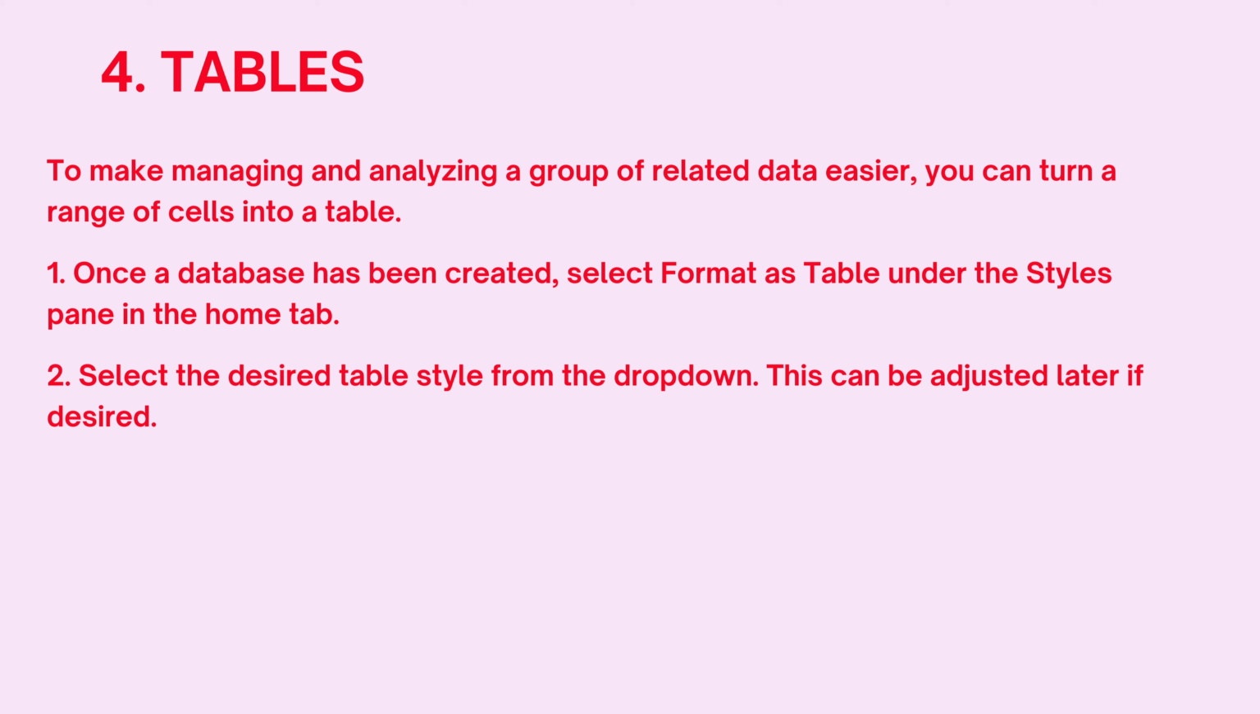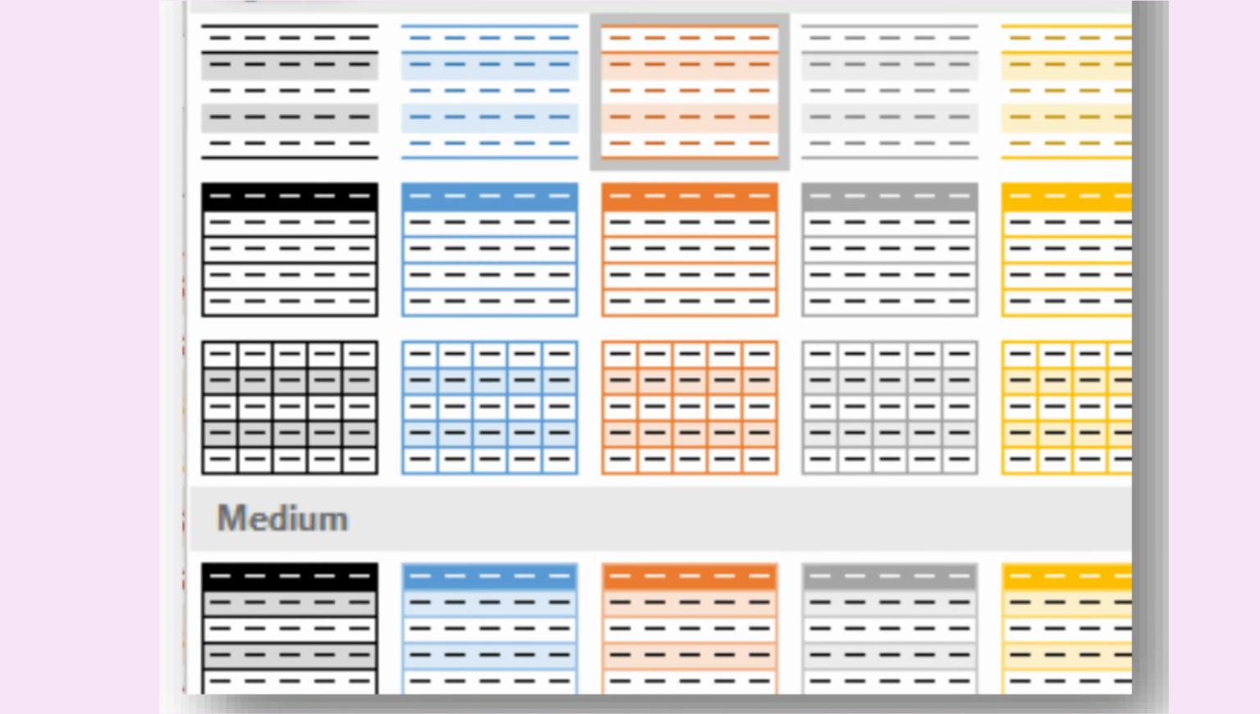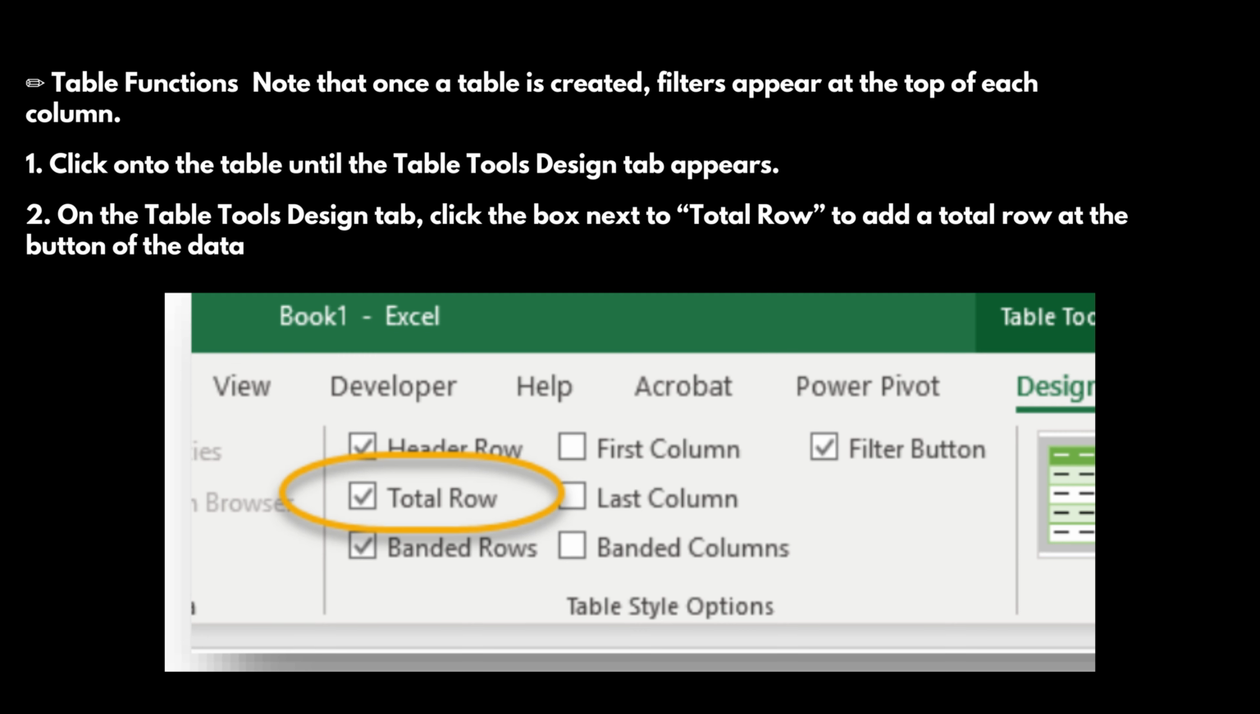Table functions. Note that once a table is created, filters appear at the top of each column. 1. Click onto the table until the Table Tools Design tab appears. 2. On the Table Tools Design tab, click the box next to Total Row to add a total row at the bottom of the data. 3. Note that on the newly created total row, there are additional formula functions in the drop-down.